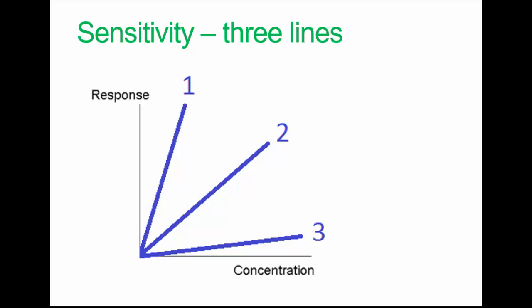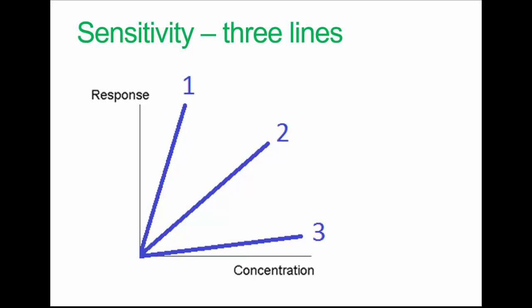Conversely, if you look at line 3, we don't get much of a response change, but we get a big concentration range. Now the problem with both of these is they do produce quite a lot of errors in the data. What we actually want is one that's in the middle, line 2 in this case. So it produces a good response over a reasonable concentration range.